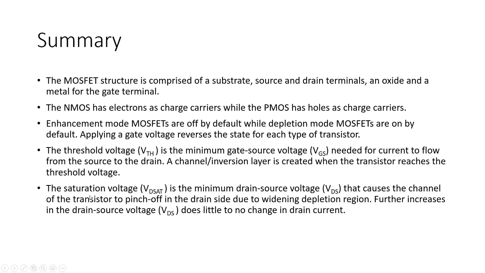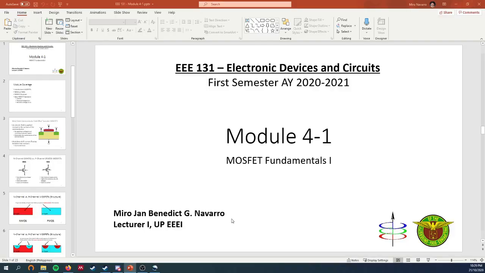Another concept introduced is the saturation voltage, VDSAT, which is the minimum drain source voltage needed that causes the channel to pinch off on the drain side due to the widening depletion region. Further increases in VDS from VDSAT do little to no change in drain current.